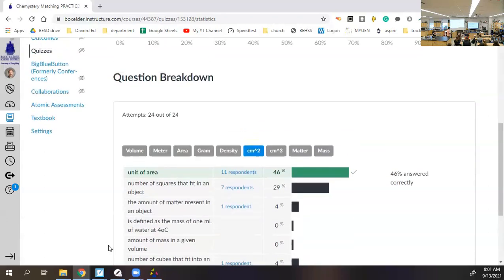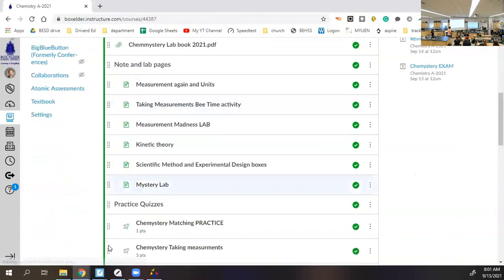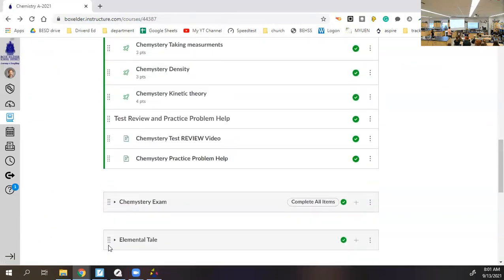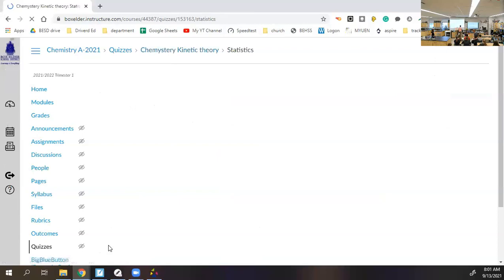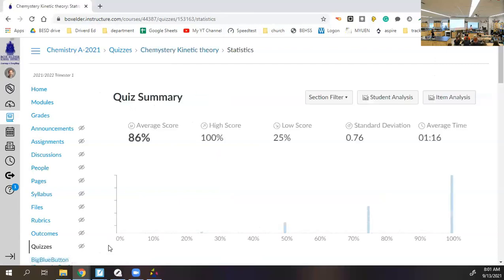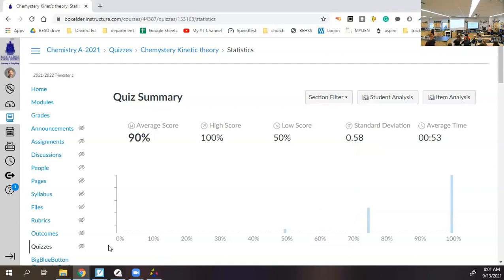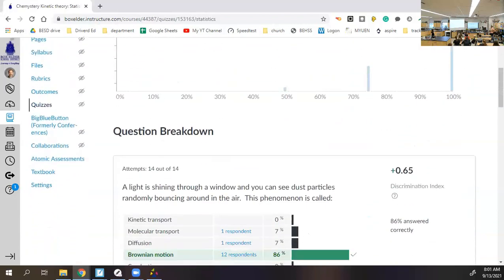Okay, next quiz. The kinetic theory of matter. We'll see how this one goes. Whoops, wrong one. I need the quiz, not the page. 86, that's a lot better feeling. We're at 90, that feels even better. So pretty nice graph here. So nothing too hard. Just if you can't find them quick, just say their name and they'll raise their hands.